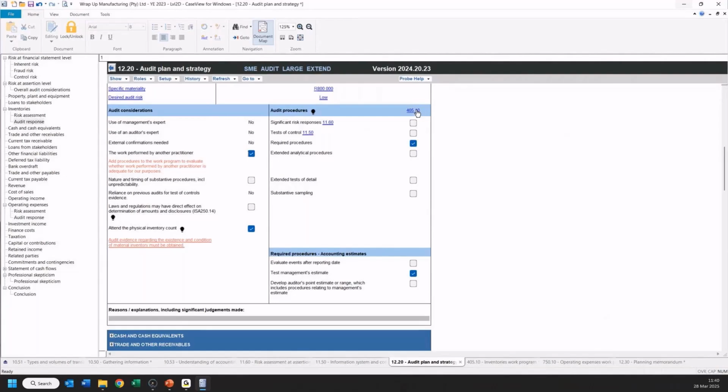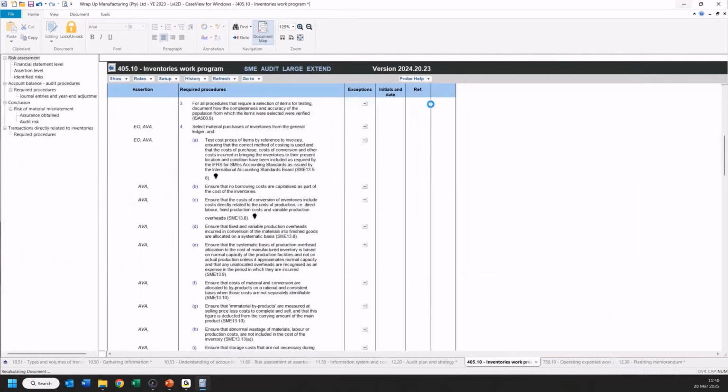So we've done a lot of work actually today. We've said there is work in progress. We've recorded a risk. We've said we're going to attend the stock count. Well, we must. We said we're going to use another practitioner to help us attend the stock count. All of those things are now going to be reflected in the work program. Okay. So if we open up 40510, that's the inventory work program.